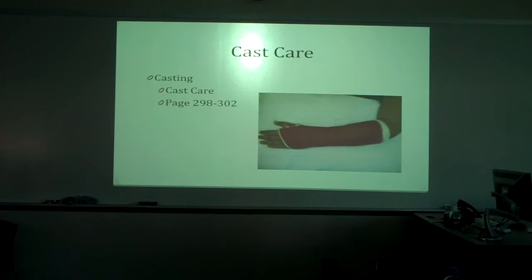After the cast is applied, you want to elevate the cast above the level of the heart for 24 to 48 hours. This is to prevent swelling. Apply ice for 24 hours to decrease swelling. Turn and reposition every 2 hours to allow drying.